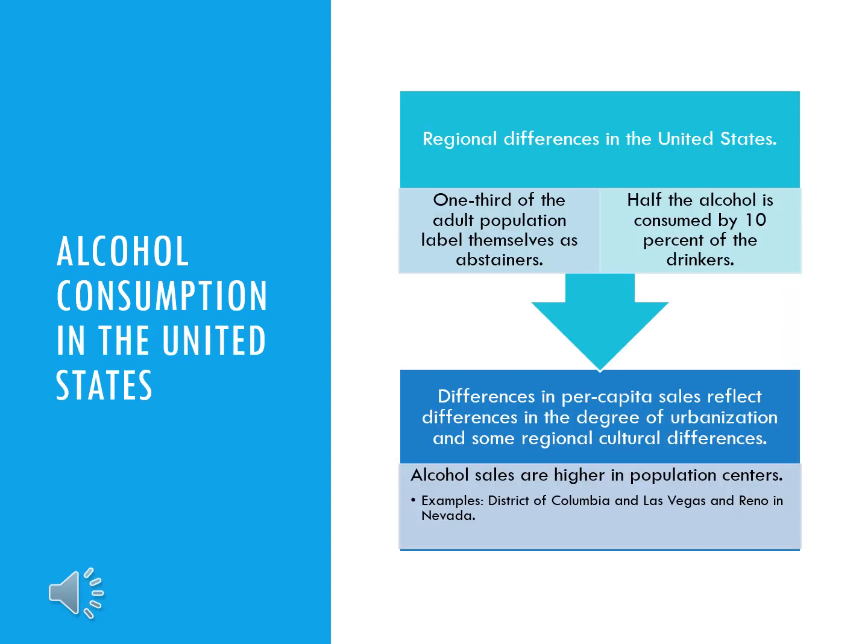All right, so we look at overall consumption of combining beer, wine, and distilled spirits for each state based on sales. And so New Hampshire has the highest per capita sales along with the District of Columbia. The District of Columbia is also the leader in sales of wine, whereas New Hampshire and Nevada sell the most beer. There's generally low consumption in the southern states, and generally higher consumption in the western states, with the exception of Utah, which has a large Mormon population. And so these differences in per capita sales reflect differences in the degree of urbanization as well as some regional cultural differences.